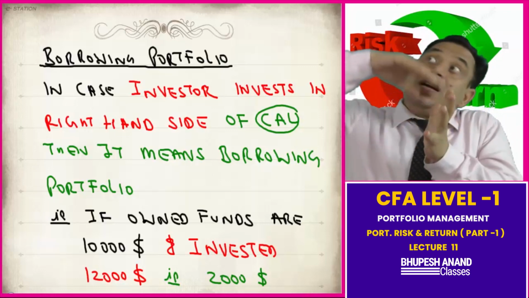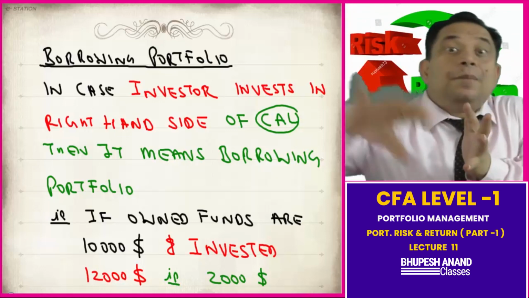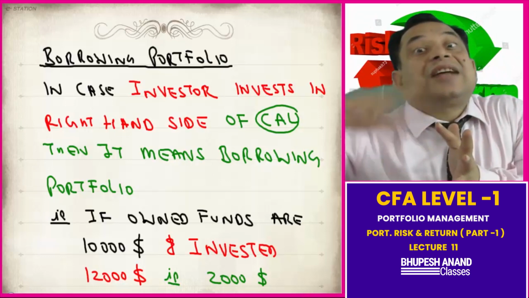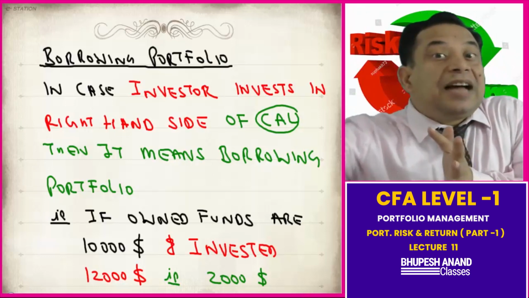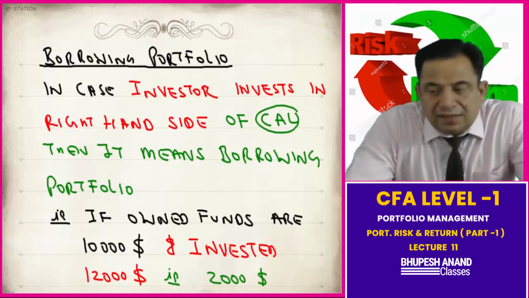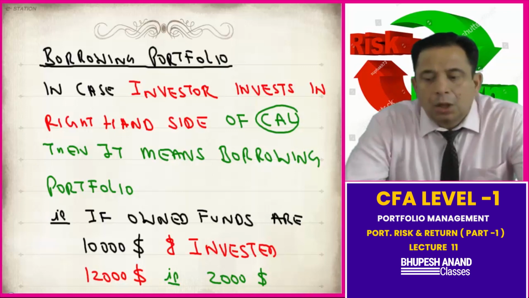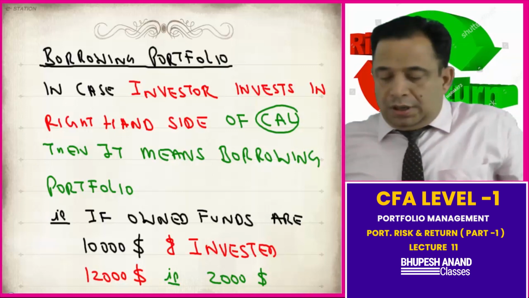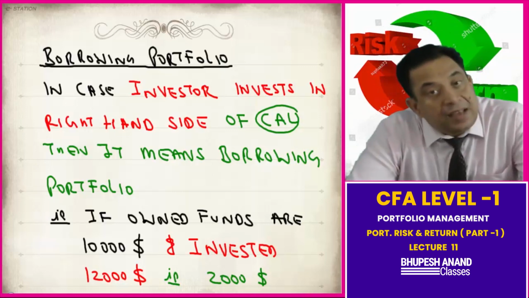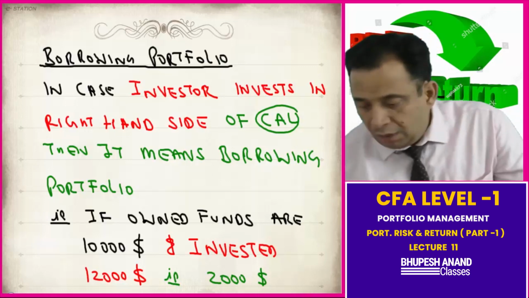But if we are investing in the right-hand side, that is the borrowing portfolio, I have X rupees, but I am investing in the market X plus something. And that something I have borrowed from risk-free. So just see the borrowing portfolio. In case the investor invests in the right-hand side of the capital allocation line, it means a borrowing portfolio. If own funds are this much and we have invested $12,000 in the risky portfolio, it means $2,000 we must have borrowed.